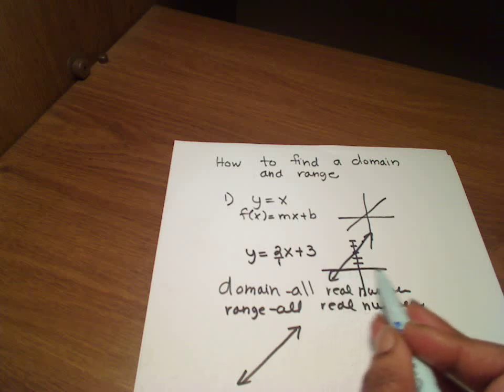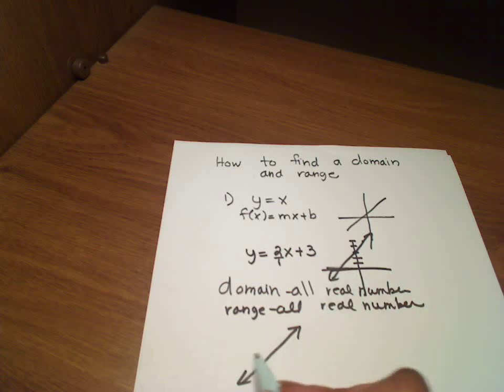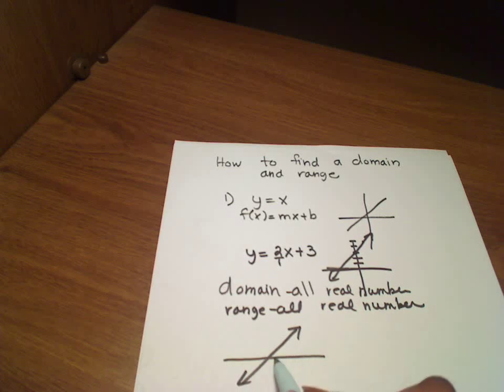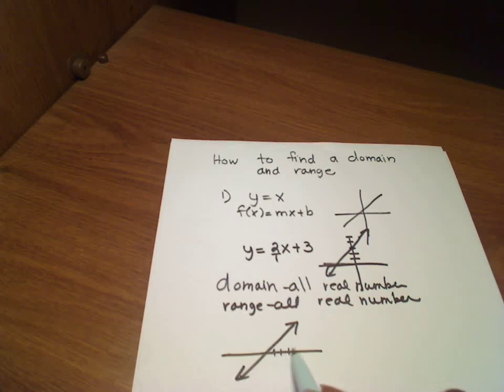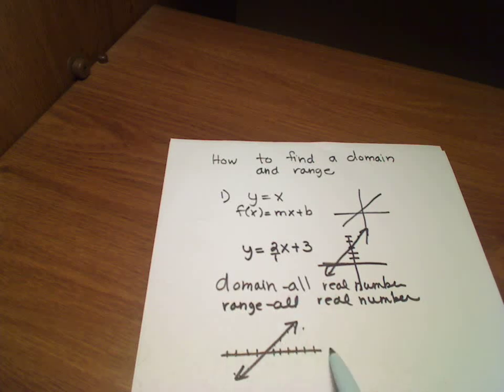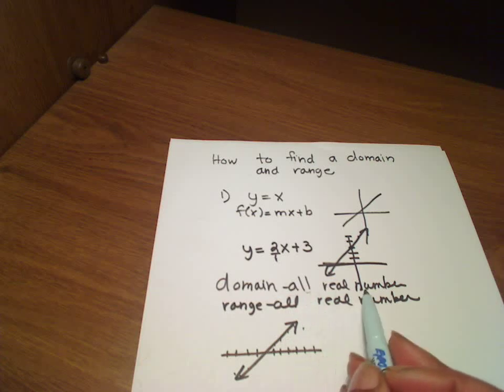Whenever I'm talking about a domain, I'm talking about the x-axis, which happens to be here. If you notice, this is my x-axis and this is my line. If I look at all my points on my x-axis, they will touch the line at one point. And remember, this line goes on and on. And also here, it only touches at one point. Therefore, all the numbers on the number line are all real numbers.